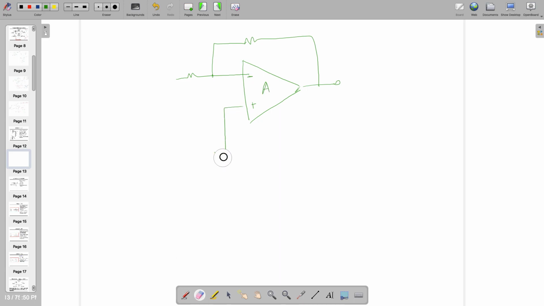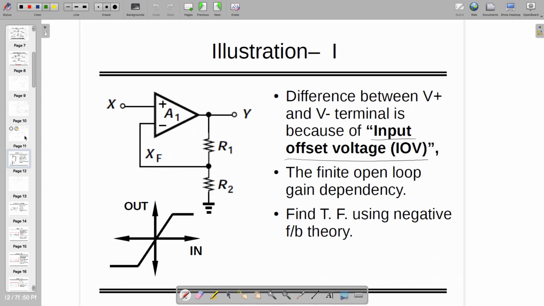It's negative, okay, and this is ground. Let's call it RF and R1, right? So this is the same circuit, but I kept it in a different way just to start with. So here I already know that if A1 is infinite, gain is nothing but 1 plus R1 divided by R2. That's the gain. Using the golden rule, because X is going here, you can find out the current flow and the other things, right?